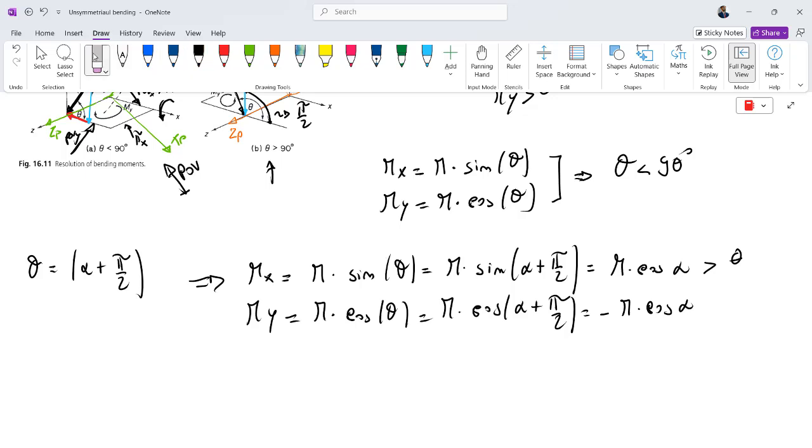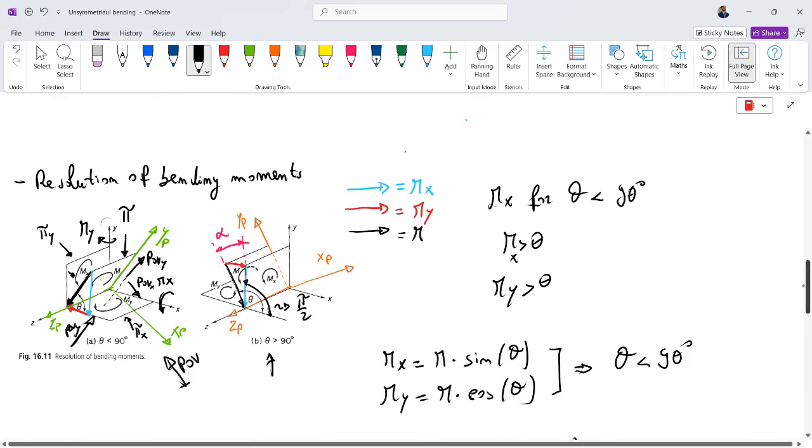Not cosine of alpha, but sine of alpha here. For the My moment, we have a moment that is negative. So for a certain angle alpha, we have a negative moment. And you can see also here, because we have Mx that is acting in this way.